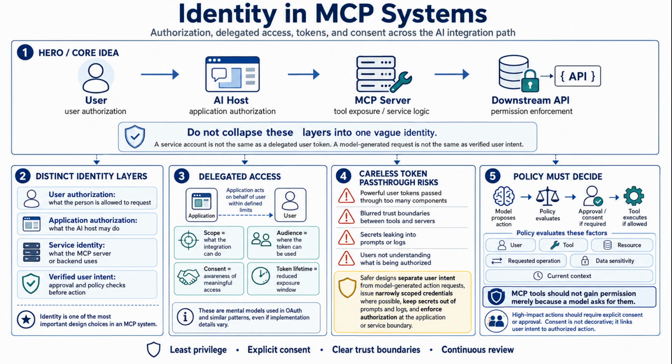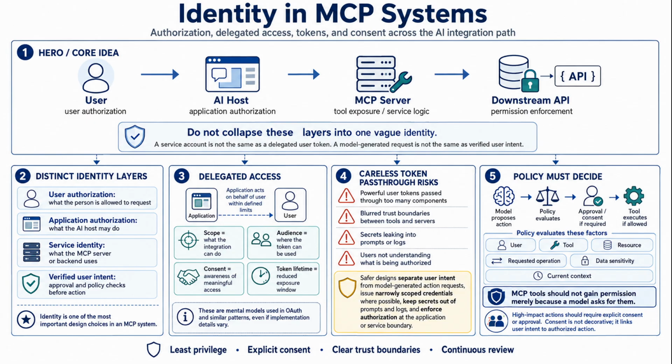Delegated access lets an application act on behalf of a user within defined limits. OAuth-style concepts such as scopes, audience, token lifetime, and consent are useful mental models even when the exact implementation varies. Scope should describe what an integration can do. Audience should constrain where a token can be used. Consent should make the user or administrator aware of meaningful access. Token lifetime should limit exposure if credentials are mishandled.